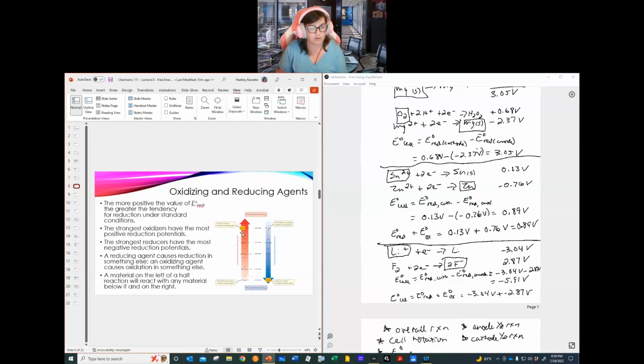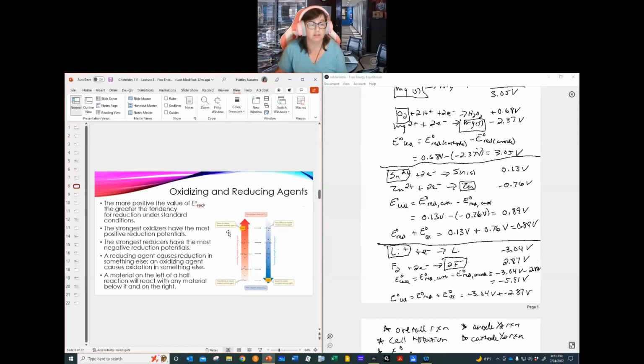So the higher the value is, the more positive it is, the more likely it is to be able to oxidize something else. The strongest reducers have the most negative reduction potential. So if they want to be oxidized, they're going to have a negative reduction potential. A reducing agent causes reduction in something else. An oxidizing agent causes oxidation in something else.